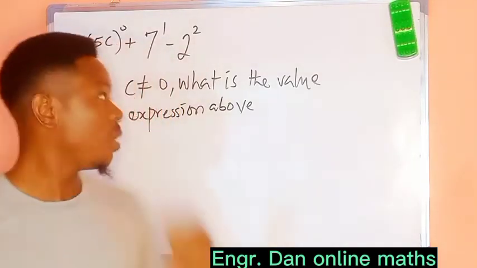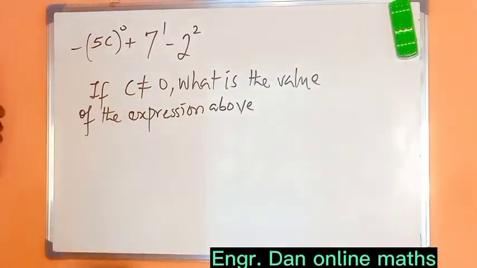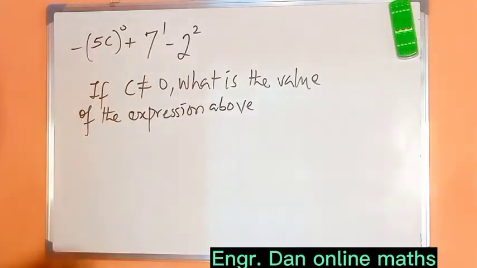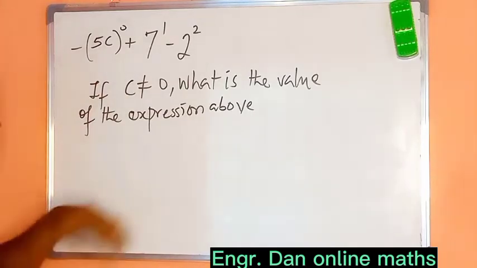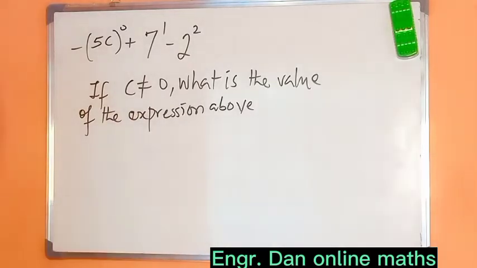All right. What we have on the board is minus (5c) raised to 0, plus 7 raised to power 1, minus 2 raised to power 2. The question says if c is not equal to 0, what is the value of the expression above?